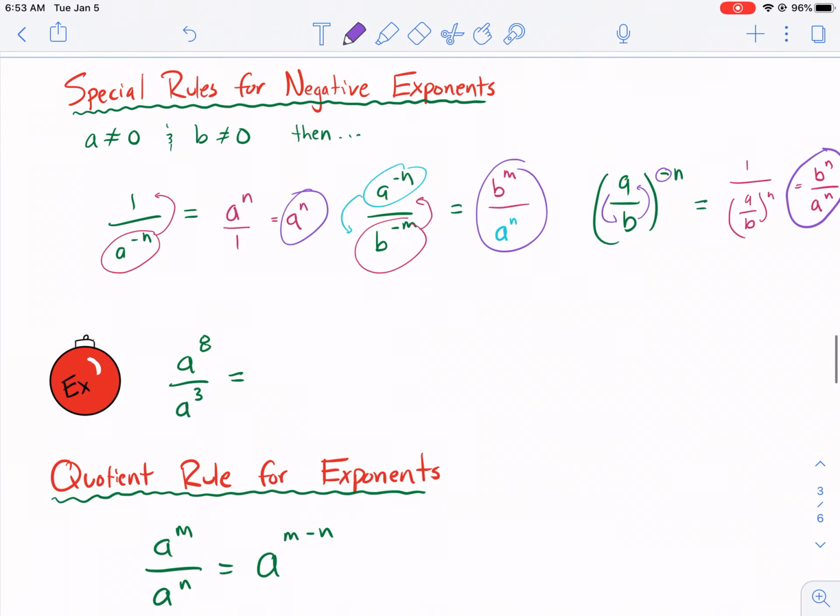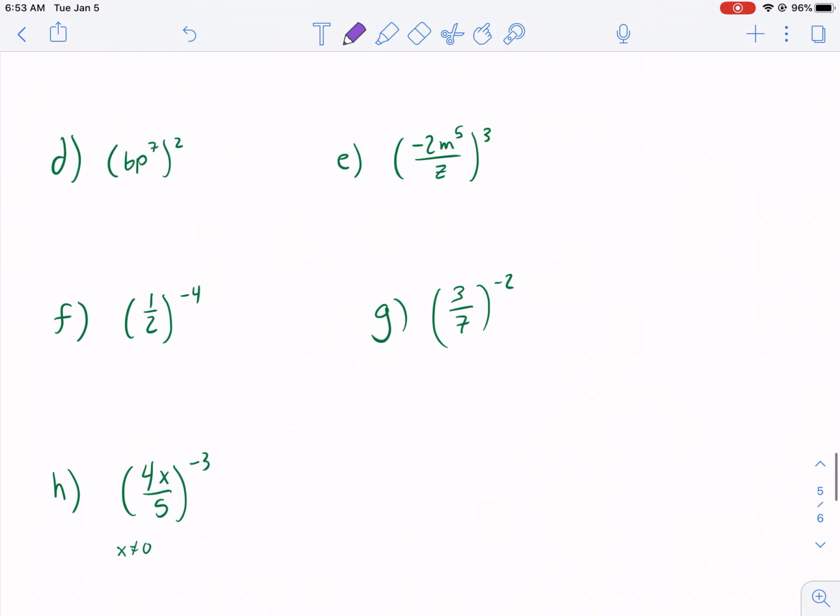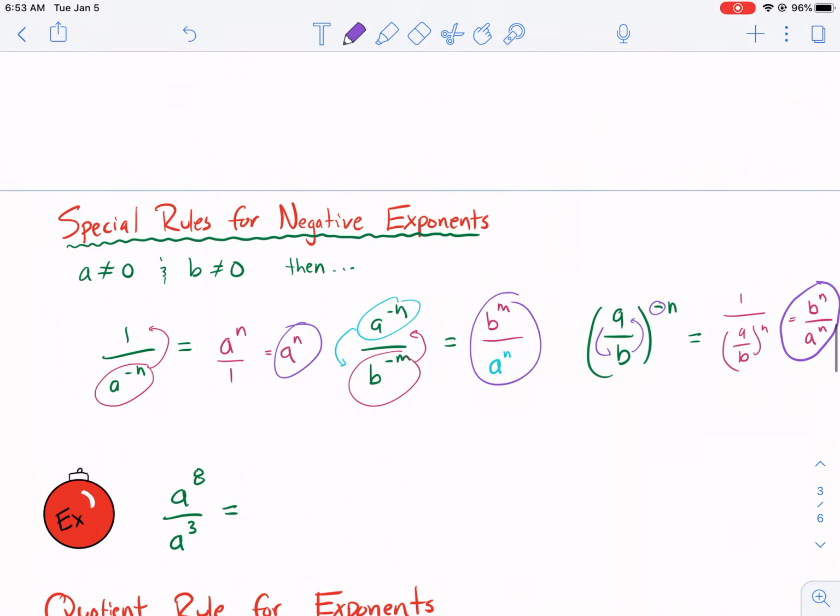Stay tuned for next time. Next video, we're talking about the quotient rule for exponents, and then we're going to talk about the power rule, because the quotient rule doesn't take that much time.